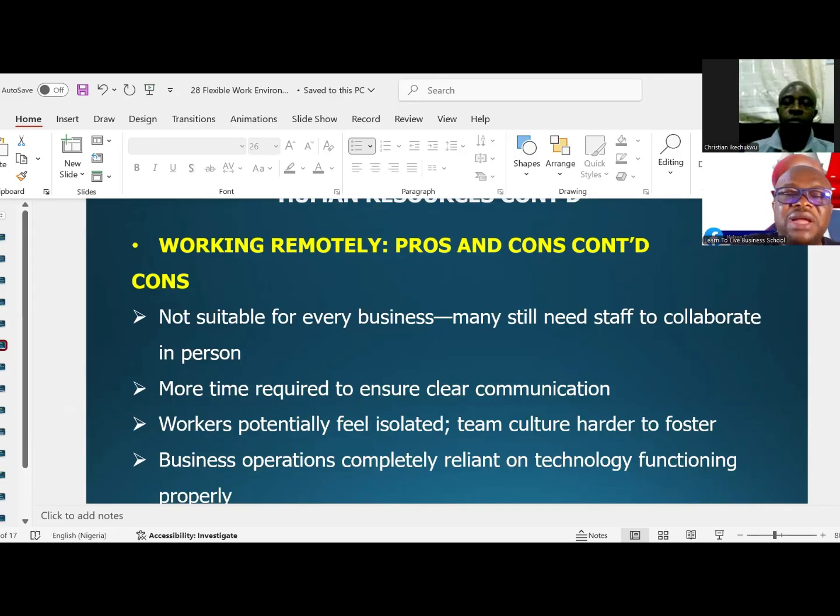Now, more time is required to ensure clear communication. This is subject to the nature of the work the person is doing. Then workers potentially feel isolated, team culture is harder to foster, and business operations are completely reliant on technology functioning properly. Yes, so it's all about balancing.